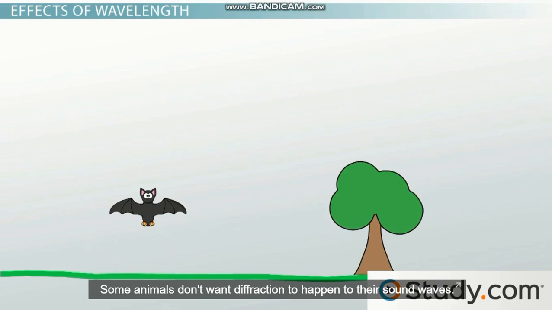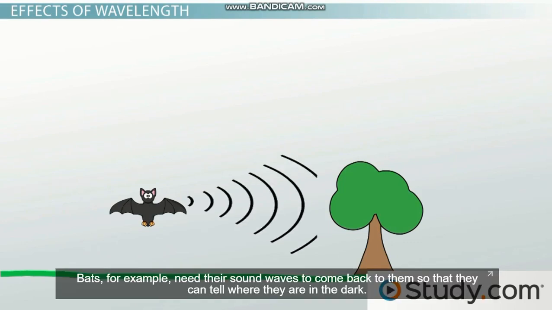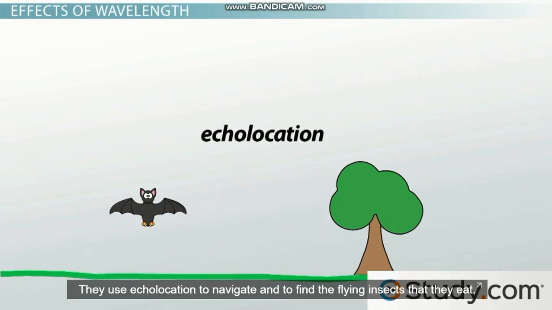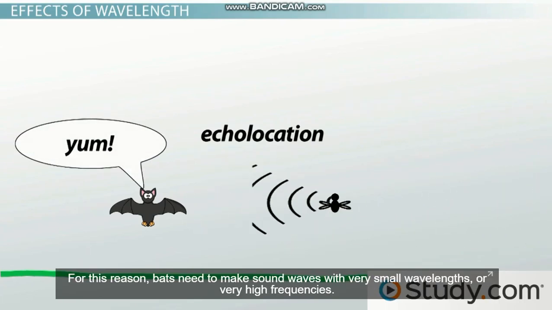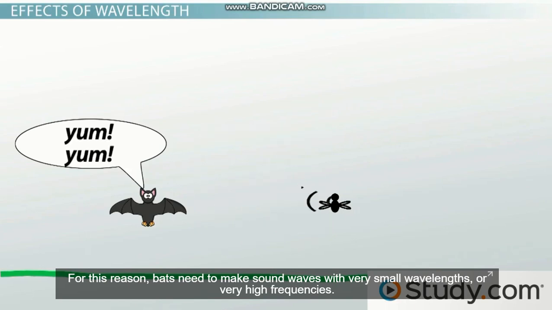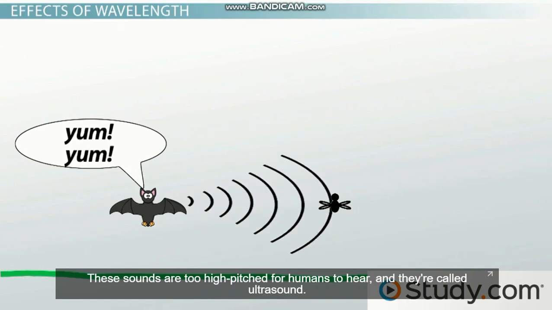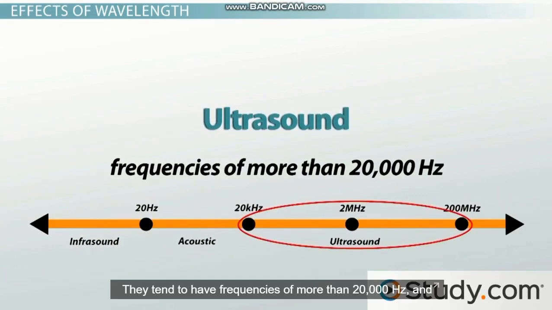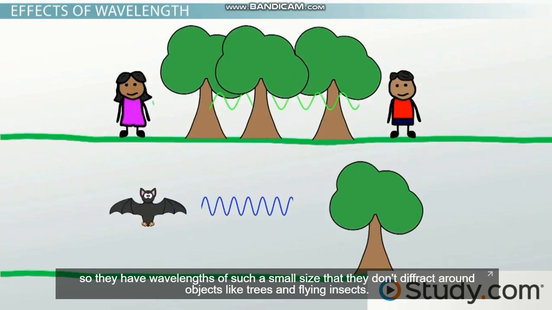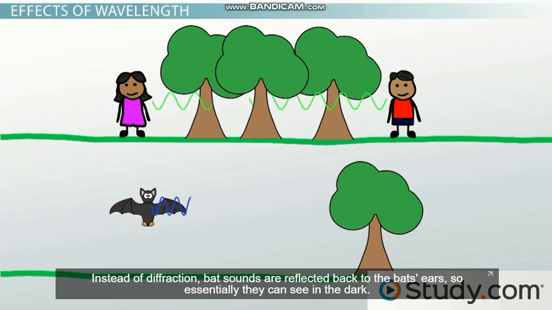Some animals don't want diffraction to happen to their sound waves. Bats, for example, need their sound waves to come back to them so that they can tell where they are in the dark. They use echolocation to navigate and to find the flying insects that they eat. For this reason, bats need to make sound waves with very small wavelengths or very high frequencies. These sounds are too high-pitched for humans to hear, and they're called ultrasound. They tend to have frequencies of more than 20,000 hertz, and so they have wavelengths of such a small size that they don't diffract around objects like trees and flying insects. Instead of diffraction, bat sounds are reflected back to the bat's ears, so essentially they can see in the dark.